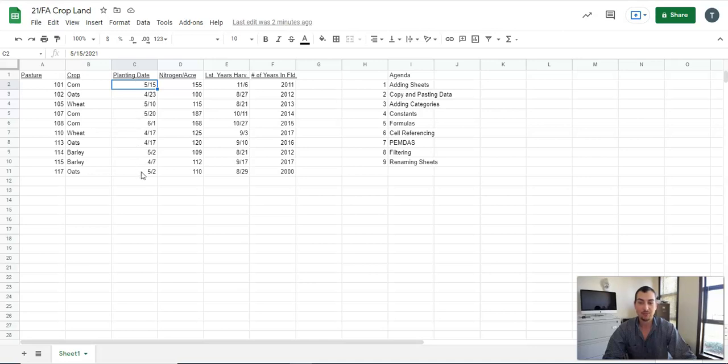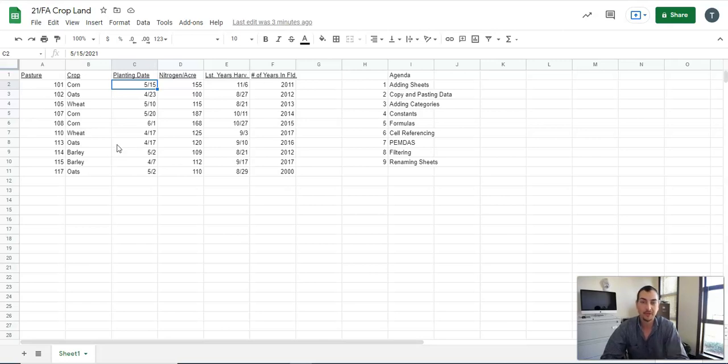This is the day that we planted that particular commodity. How much nitrogen did we add per acre? We also are looking at when was last year's harvest, how many number of years has that particular crop been in, or that particular pasture been in a field, a row crop field. So we have a little bit of our data right here.